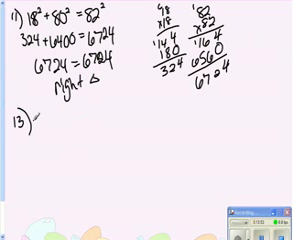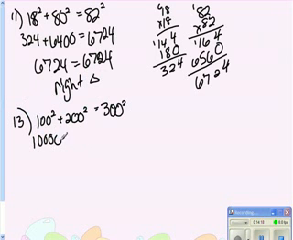On to 13. 100, 200, and 300. 300 has to be your hypotenuse because it is the longest side. 100 squared plus 200 squared equals 300 squared. 100 squared, you know you're going to end up with 4 zeros because you're going to double those. And there's going to be a 1 in the front because 1 times 1. So 10,000.